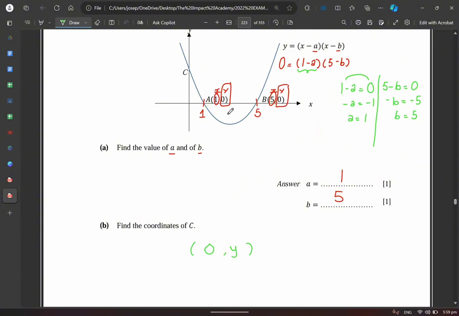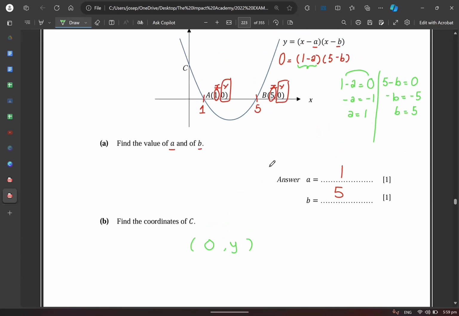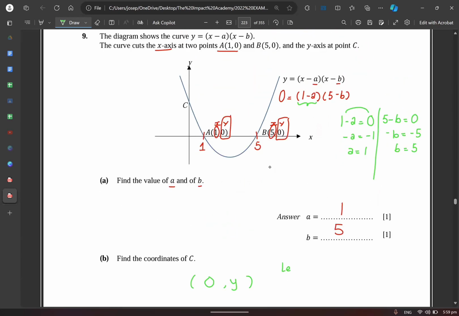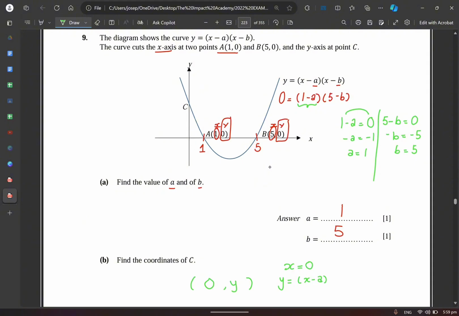Makes sense. So if x is 0, then you will just say x equals 0, equation wise. Can you see? You all know what a is. Never mind, we write out first. So y equals (0 minus a)(0 minus b), which is (0 minus 1)(0 minus 5). Why is it x equals 0? Because at this point over here, x has to be 0. Make sense?